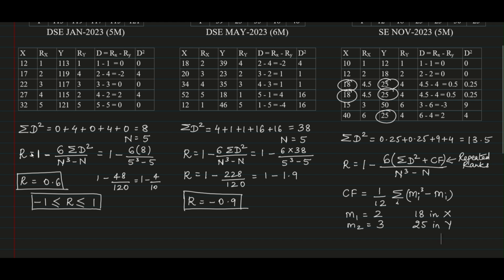Now, one thing to highlight is m1 is not taken as 18 or 4.5. Even m2 is not taken as 25 or its rank 4. M1 and M2, here mi, are not the ranks or the data values, but the count of how many times the data or the rank is repeated. Mi is the frequency or count of how many times the value or the rank is repeated. It is not the data item itself or the rank itself.